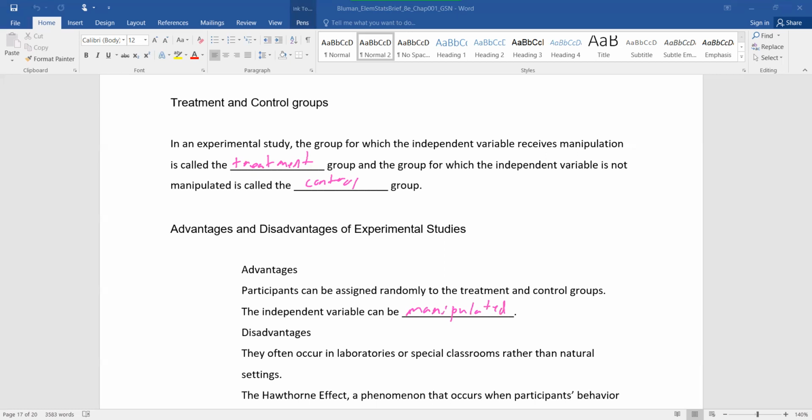Then they have what they call the Hawthorne effect, which is a phenomenon that occurs when participants' behavior changes because they are involved in an experimental study. So just because you're in an experimental study, your stress or blood pressure is already elevated, and it might cause a reaction to whatever the treatment is as well.